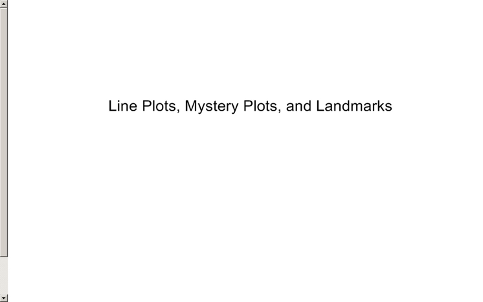We are beginning work on our sixth grade math journal with Unit 1. The activities and lessons in Unit 1 are related to how we can represent data. So there are lessons on different kinds of plots, on graphs, circle graphs, bar graphs, line graphs, and information on landmarks. The first lesson, lesson two, has to do with line plots, mystery plots, and our landmarks.